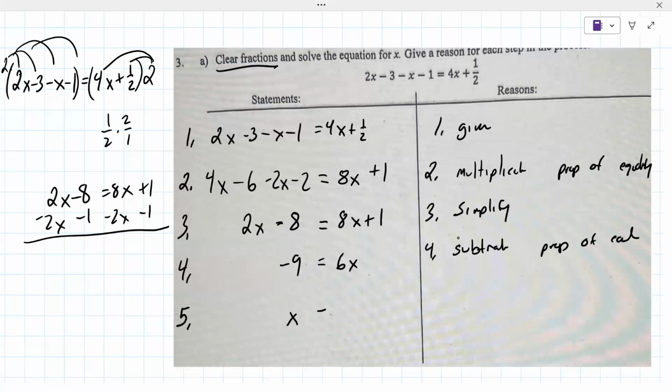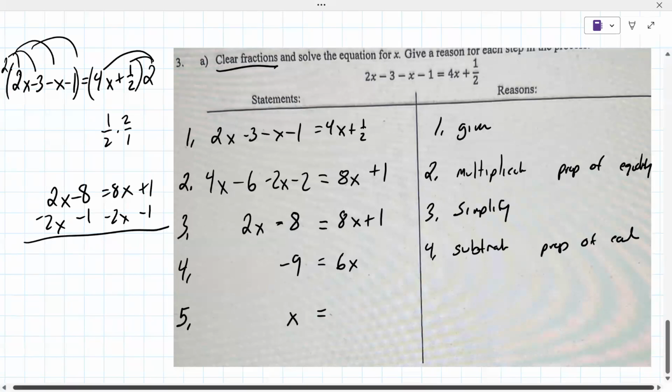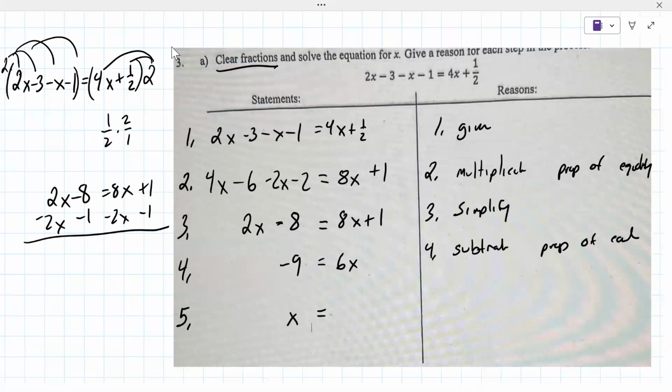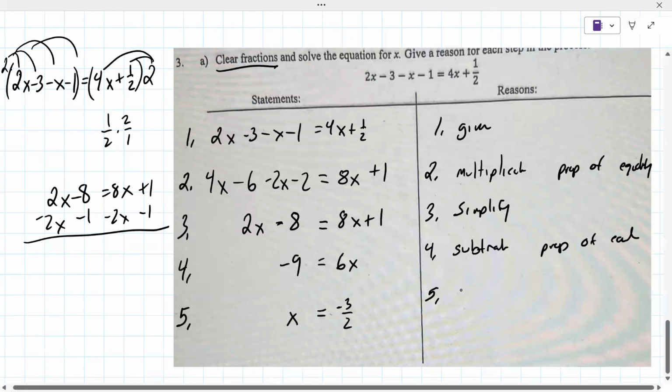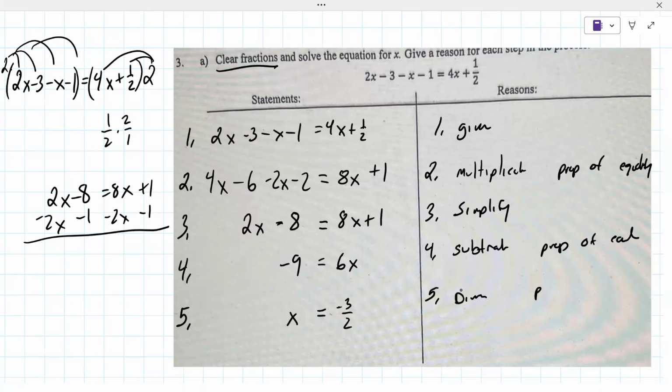So for the last one, you're going to give me the answer in reduced form. Negative three over two. And what is the reason? What did you do to get that step? I divided x. So what's the reason? Would it be division property of equality still? Yes. Yep. Got it.